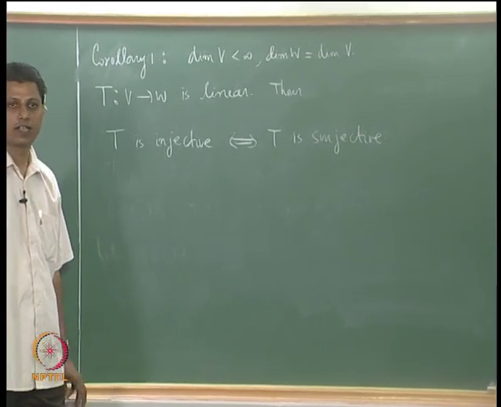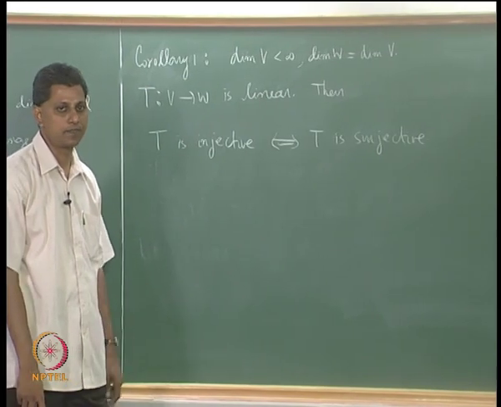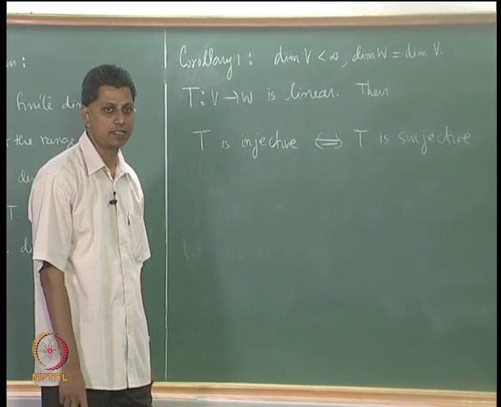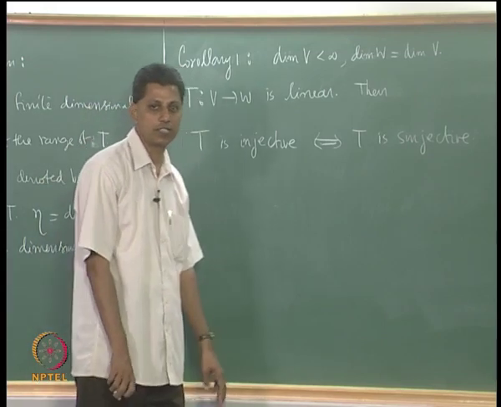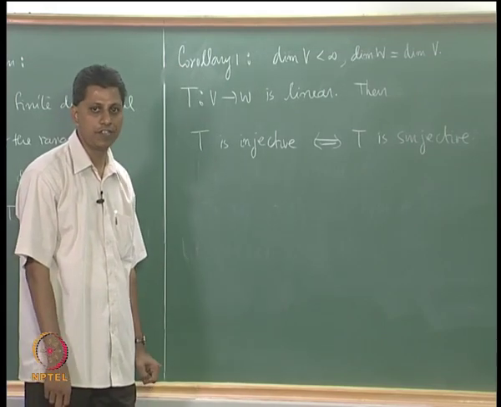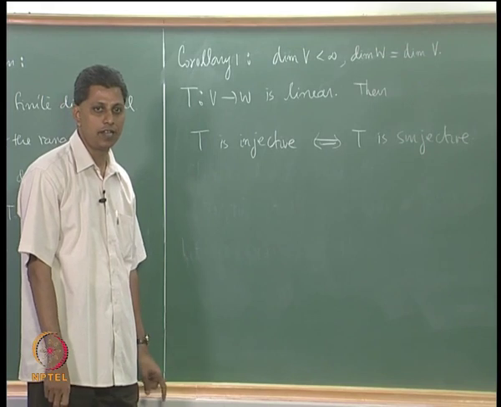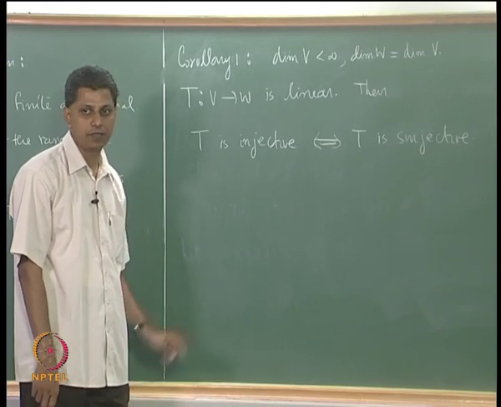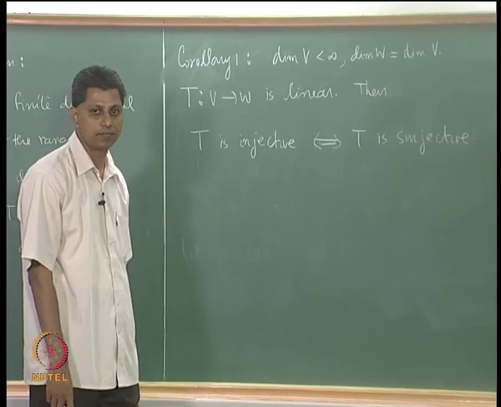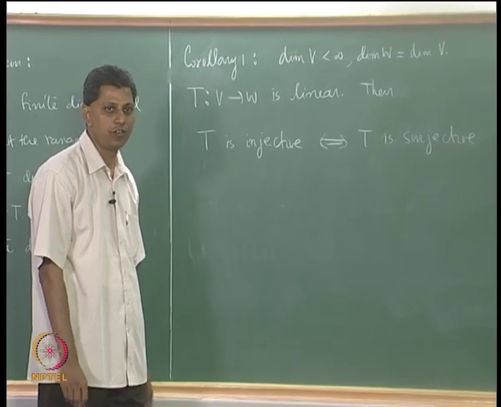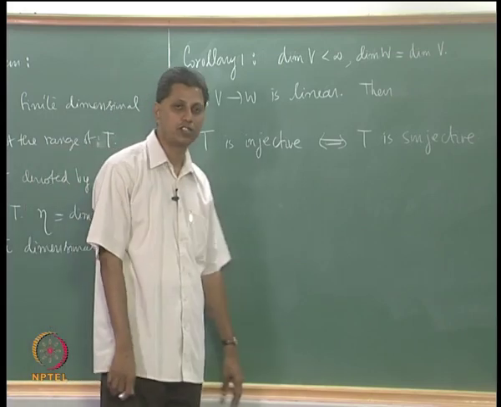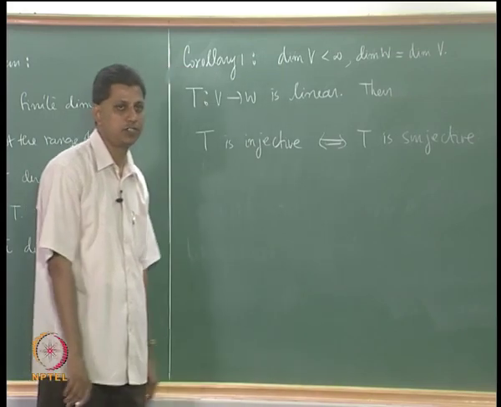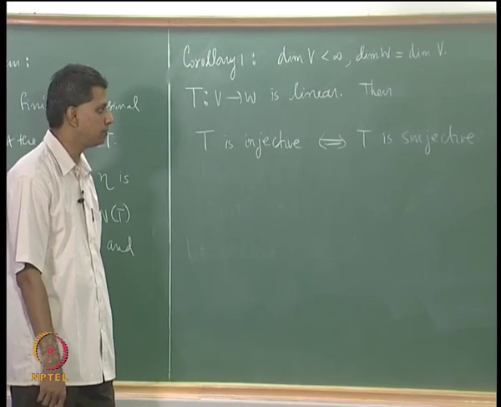Now go back to the last example of the last lecture. T from R2 to R2, T of x equals (x1 plus x2, x1 minus x2). We verified that it is 1 to 1 as well as onto. If we had known this theorem, it would have been enough to verify only one of those. The dimension of the codomain and the dimension of the domain are the same there, so it is enough to verify one of those.